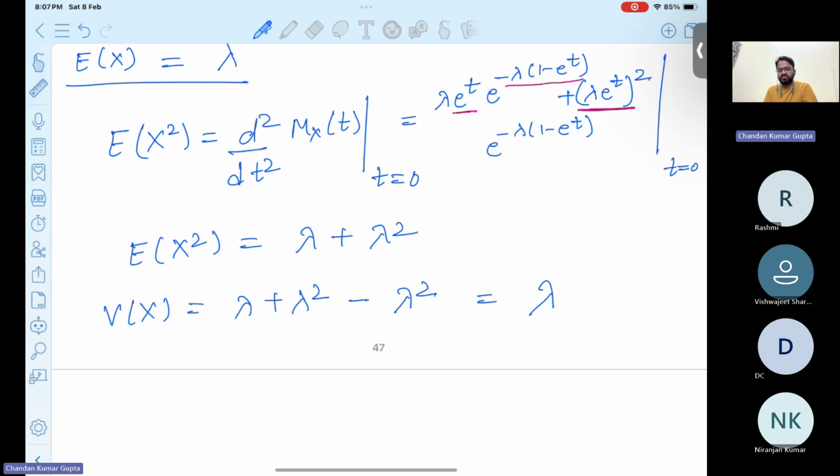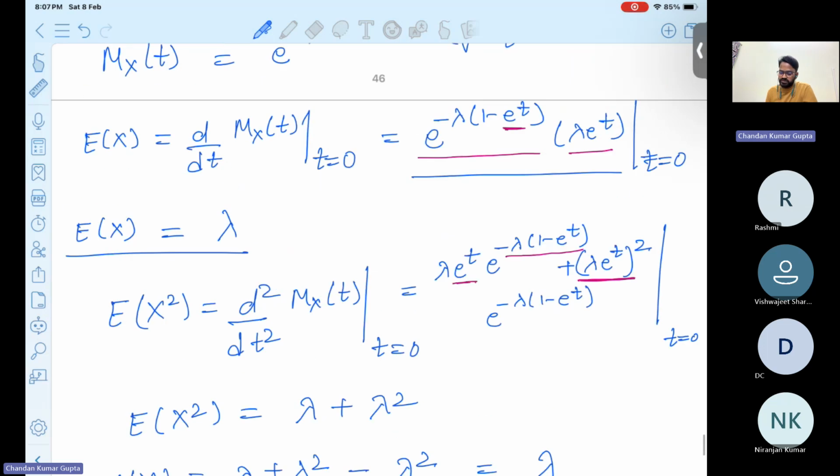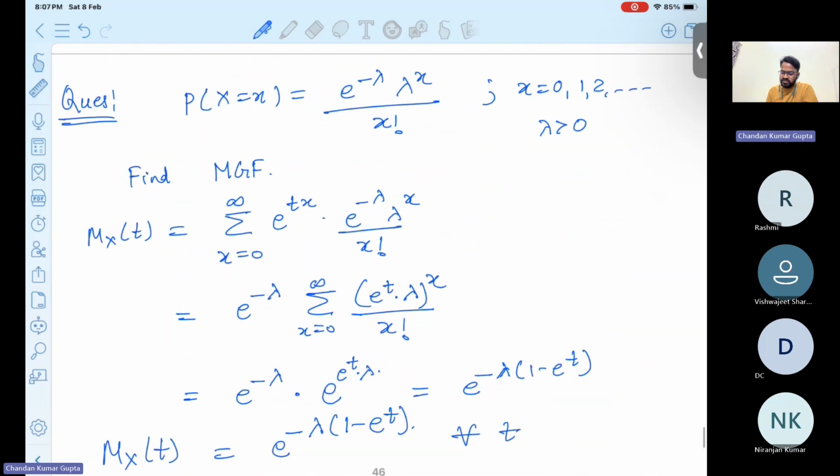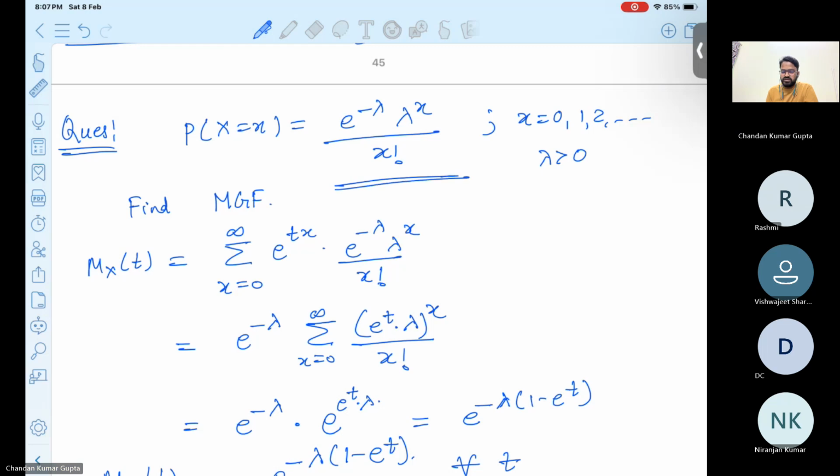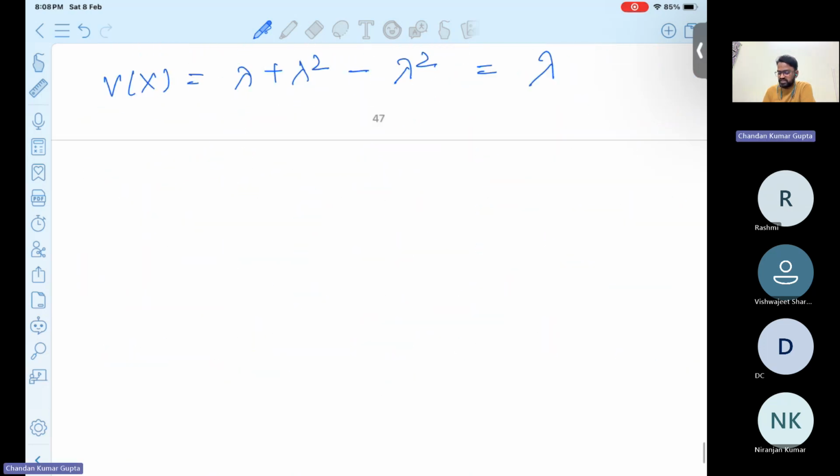So from the PGF and from the moment generating function, we can calculate the expectation and the variance of a distribution with its PMF. This is nothing but the Poisson distribution with lambda parameter. We will discuss it, I think, next week, when we will be discussing the special discrete distributions. It is one of the most used distributions. So these are the cases.